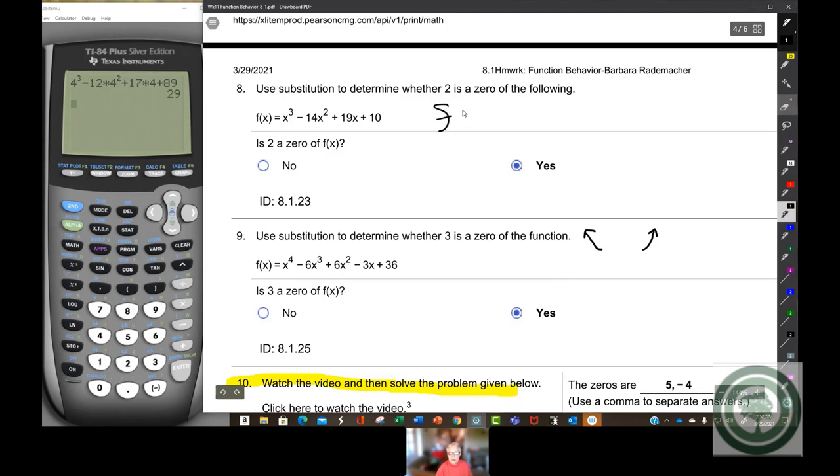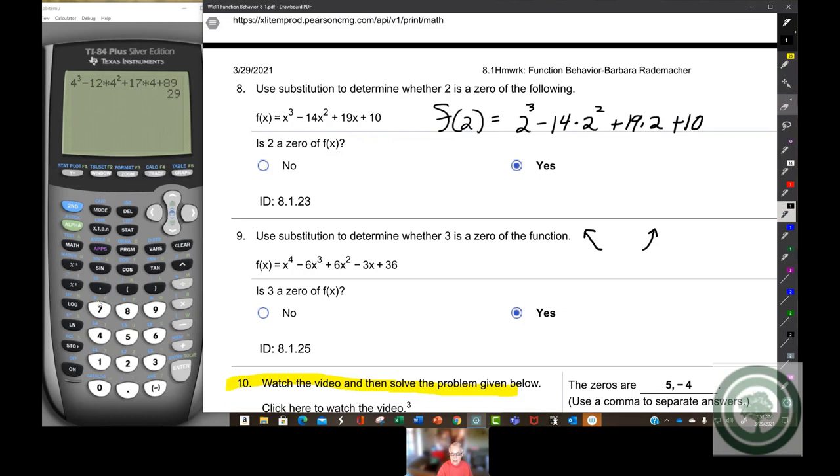F of 2 means 2 to the third minus 14 times 2 squared. See, I don't have to use parentheses if the number is positive. I do have to use parentheses if the number is negative. All right, plus 19 times 2 plus 10.